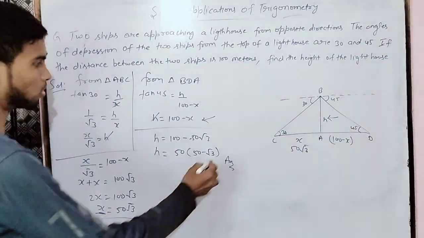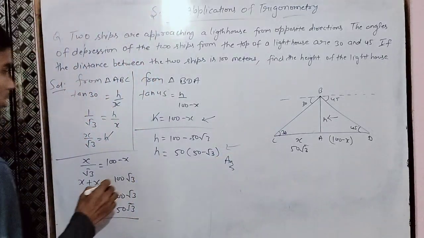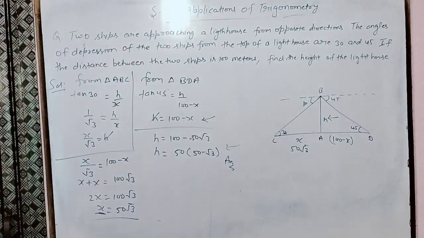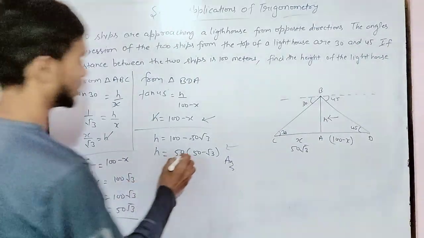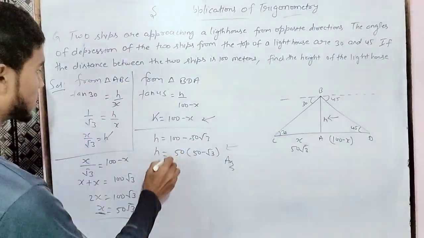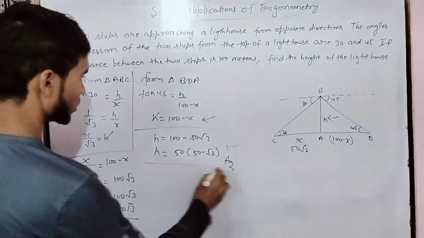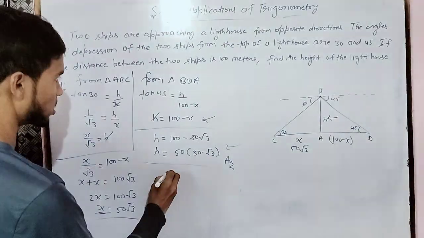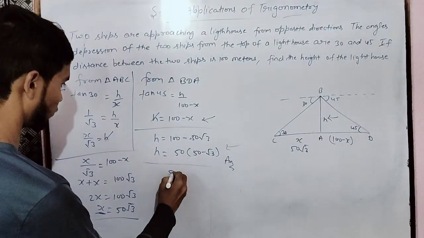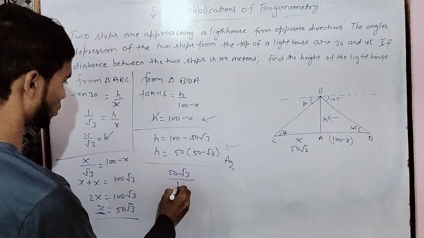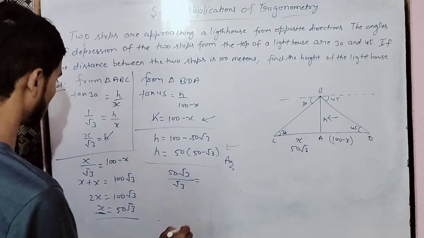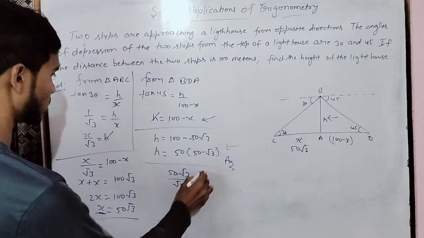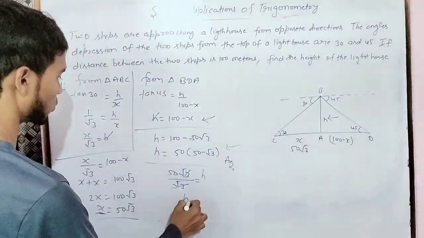So here we will put this H. This is H. So H came. If we put this here, so what will come? 50 root 3 upon root 3, H. So only 50.